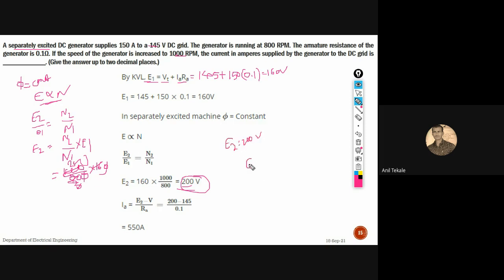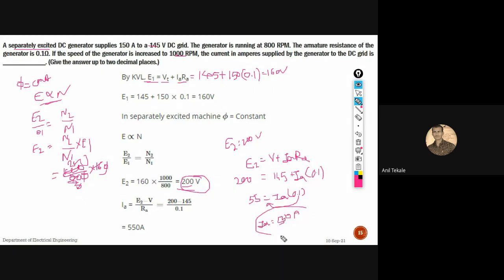So now again we know the equation E2 is equal to V plus IA RA. So now V is equal to 145. E2 is 200, equal to 145 plus IA into RA, the value of RA is 0.1. Just take this term to the left hand side. So 200 minus 145 that will become 55 is equal to IA into 0.1. So this 0.1 comes to this side, then IA will become equal to 550 ampere.